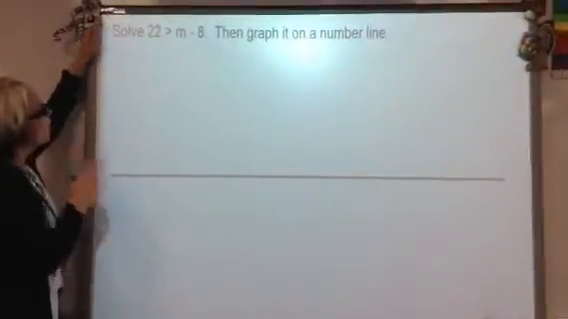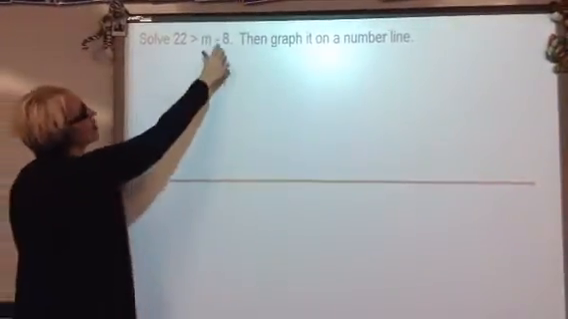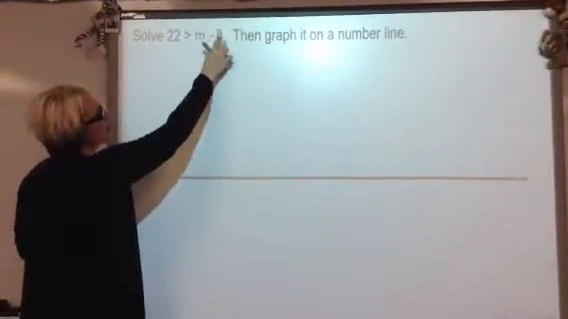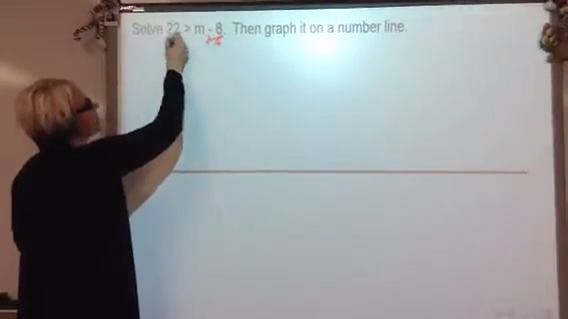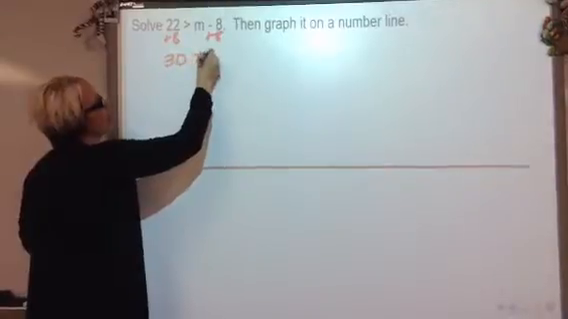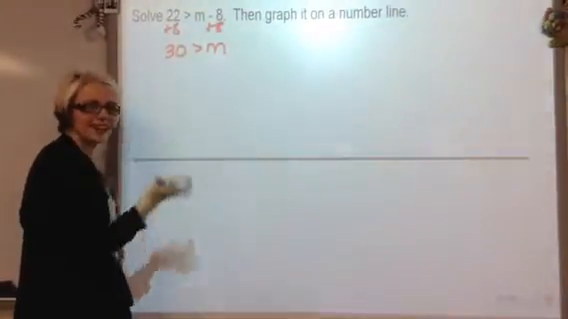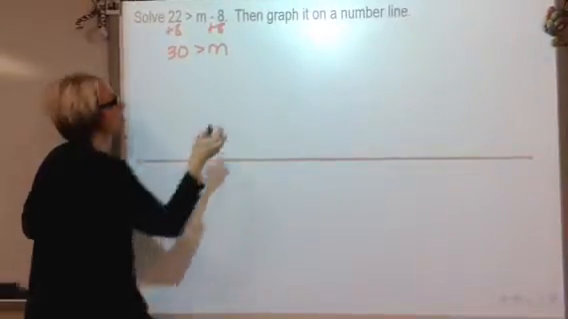Moving on. We want to use addition here as well, and then we're going to graph it. So the opposite or inverse of subtracting 8 is adding 8. We add 8 to both sides. This becomes 30 is greater than m. Well, we aren't ready to answer this yet. We have to put it in set builder notation.